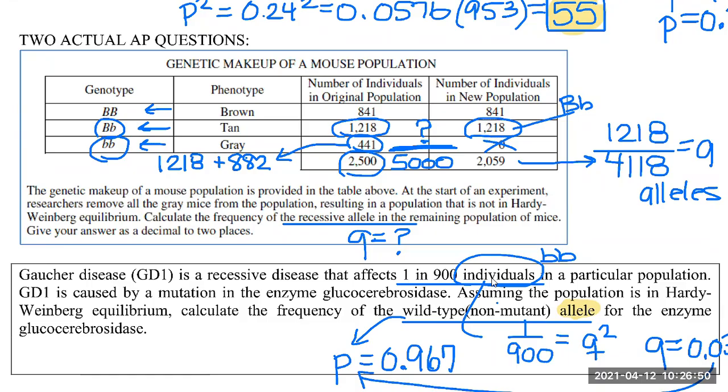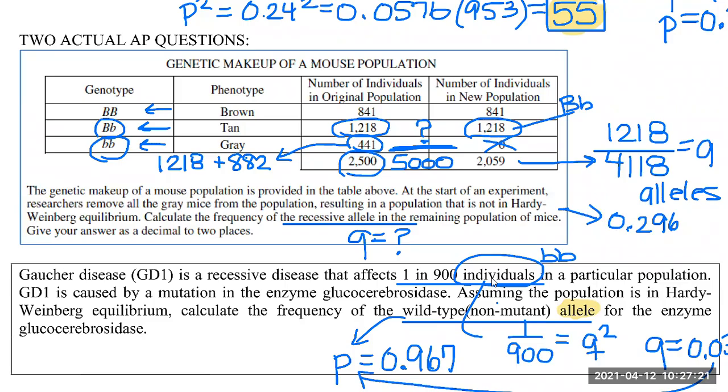So the total number of little b's in this population should be 1,218 over my total 4,118. So 1,218 divided by 4,118 gives me 0.295 and some other numbers after that, actually 0.2957777. They asked for Q to 2 decimal places.